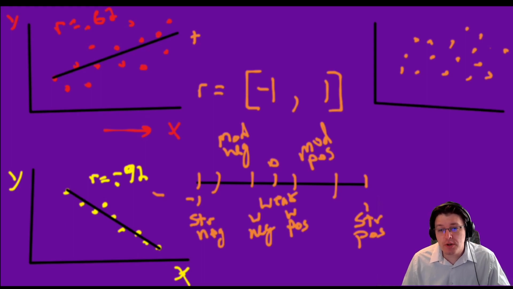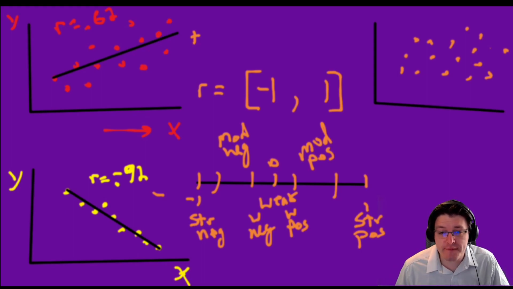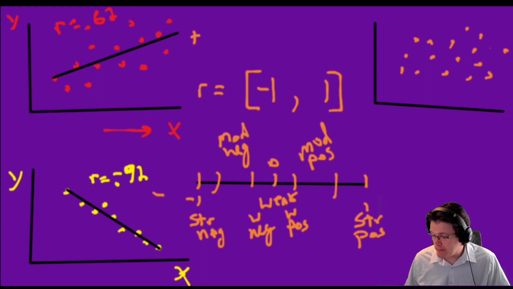But we do often calculate the exact value because, number one, sometimes it's helpful to be able to repeat the exact number. But then also, as I said, this is the building block of regression, and there we use the correlation value in those calculations. Okay, so at the heart of it, we're describing how well these two variables move together.